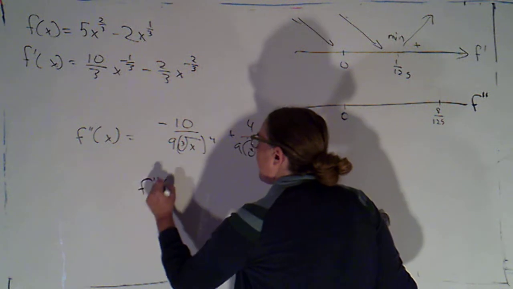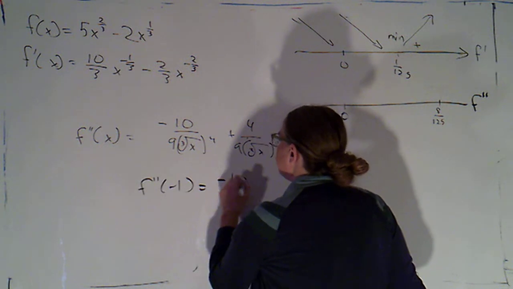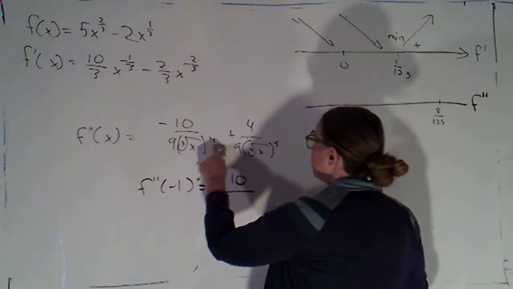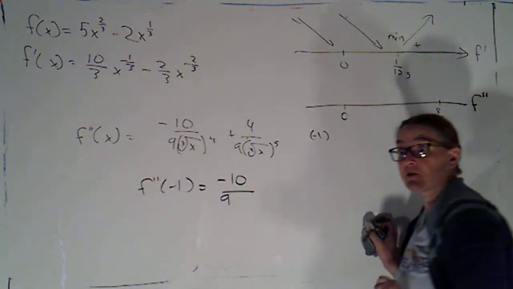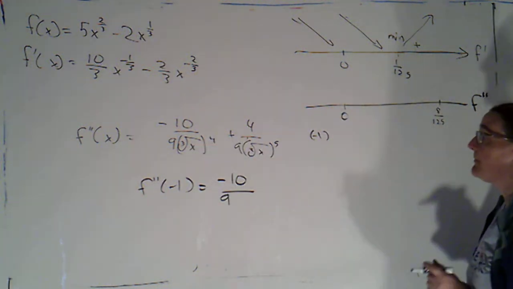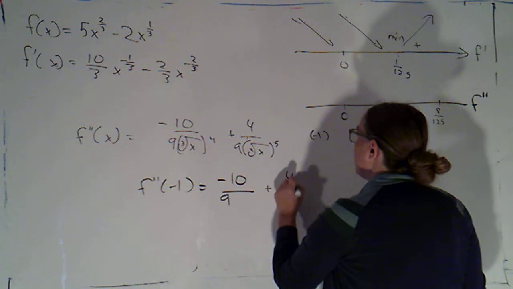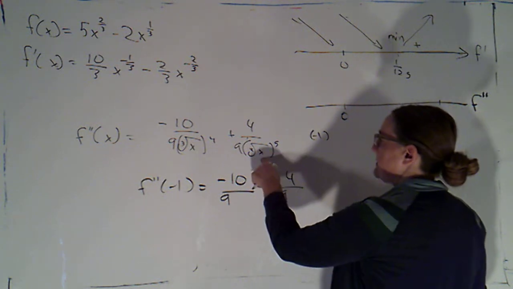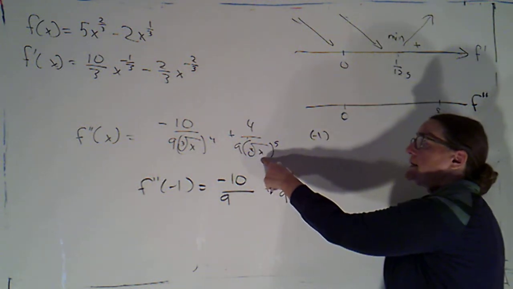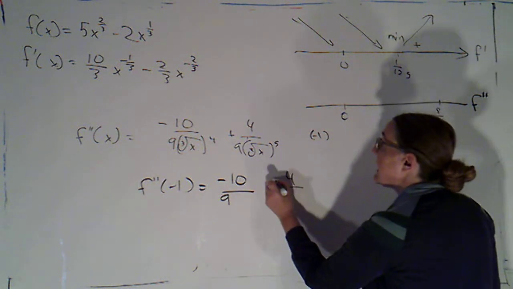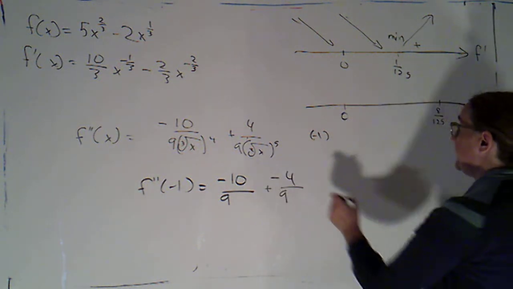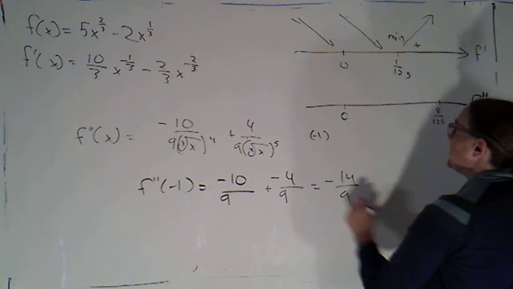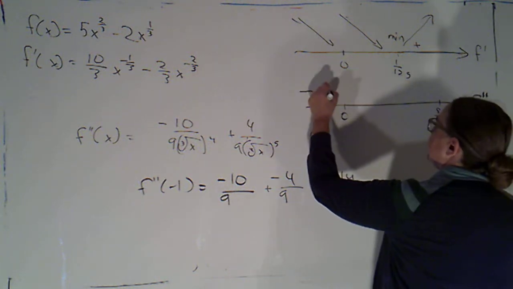F double prime at negative 1. It's going to be negative 10 over 9 just times 1, because the cube root of negative 1 is negative 1, but to the 4th power, it'll become positive 1, plus 4 over 9 times the cube root of negative 1, which is negative 1, to the 5th makes it negative. So that's going to become a negative. So we're getting negative 14 over 9. That's going to be negative.